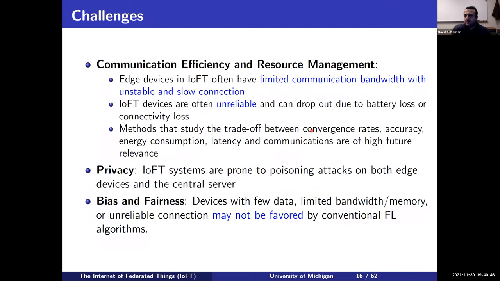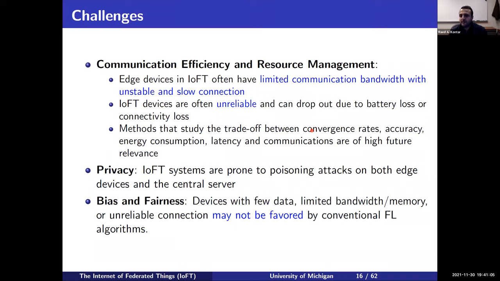Communication efficiency and resource management is another key challenge in IoFT. Edge devices are not only heterogeneous in the data that they collect, but they're also heterogeneous in their capabilities, be it in computation. They might not have the capability to run very advanced or very strong computations.